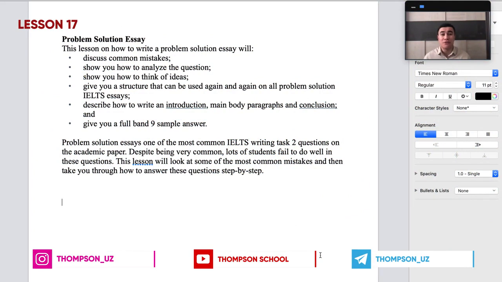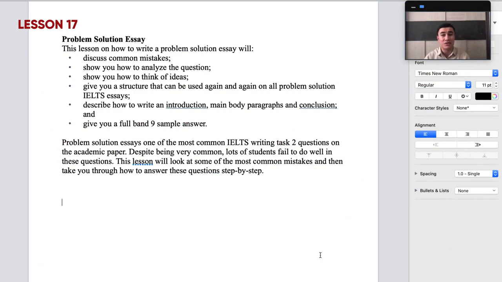In today's lesson, we are going to focus on IELTS Writing Task 2 Problem Solution Essays. So, in today's lesson, guys, we are going to discuss common mistakes. We will see how to analyze the question, how to think of ideas, and of course, you will be able to see a structure that can be used again and again on all problem solution IELTS essays. And of course, I will describe how to write an introduction, main body paragraphs, and conclusion. And of course, at the end, you will be able to see a full Band 9 sample answer.